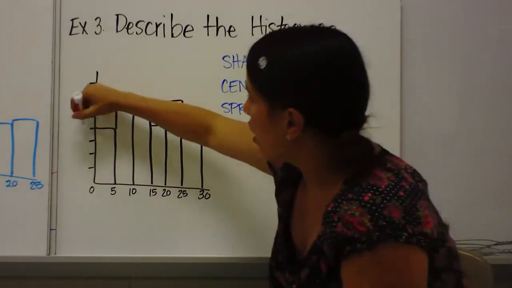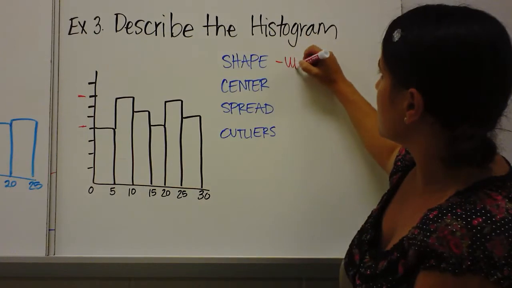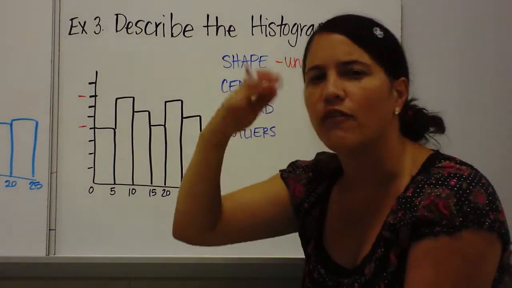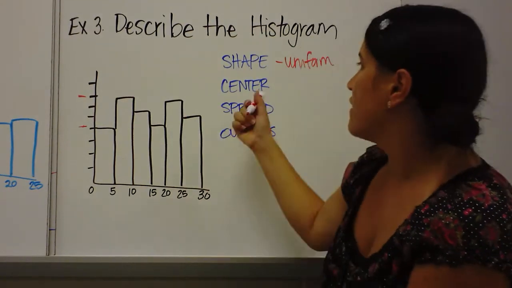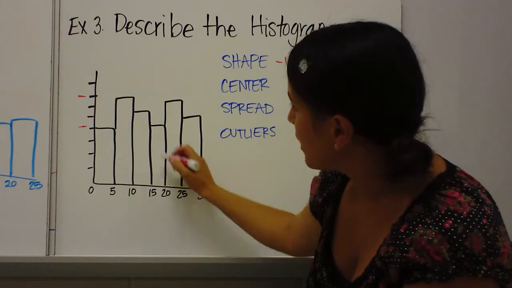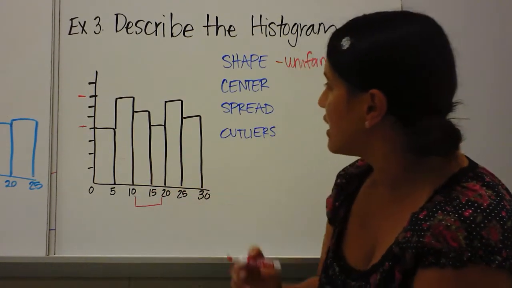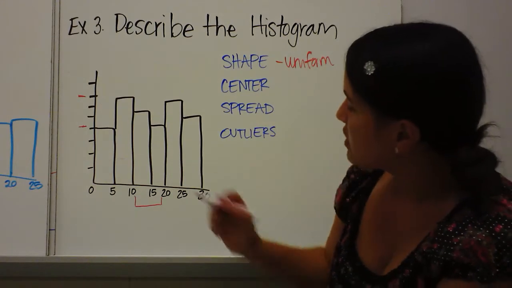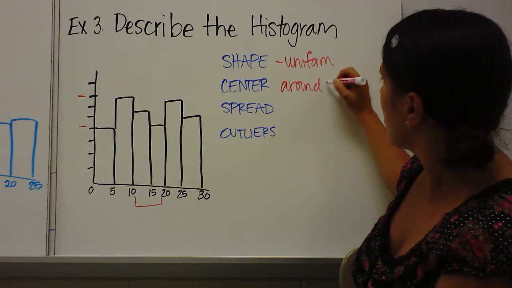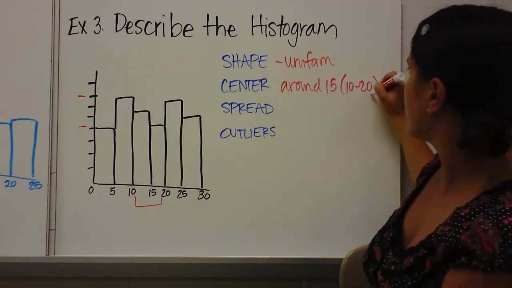It looks like all of the bars are between here and here. So I would say the shape is uniform. Has a uniform shape. They're all very similar. The center. If I just had to eyeball it, I would say the center is going to be between here and here. So it looks like the center is going to be between 10 and 20. It's going to be one of these 2 bars. So the center is going to be around 15, between 10 and 20.